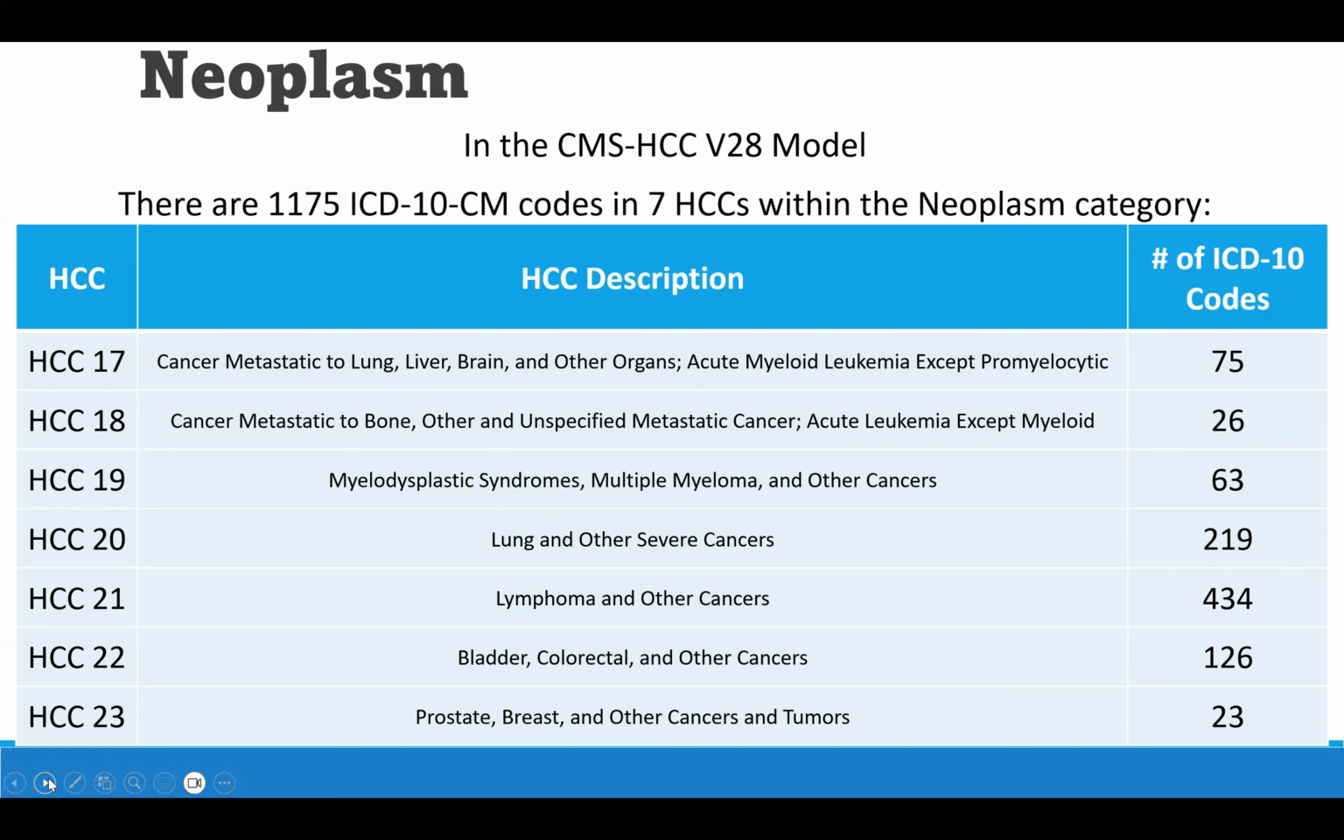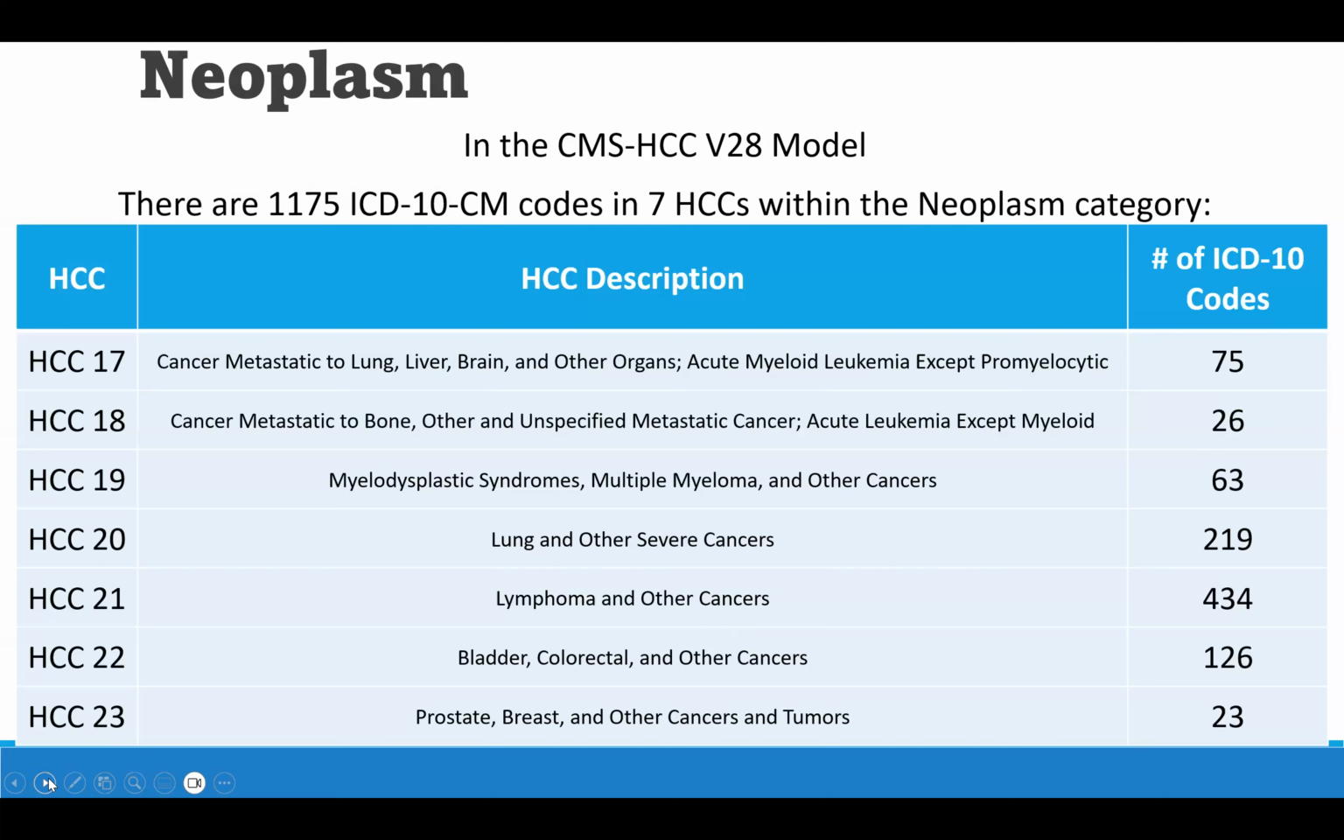So HCC 17, and you'll see that the titles of the HCCs in this case have changed, which is not, across the board, always the case. There's a couple hierarchies where the titles stayed the same, but certainly the HCC numbers changed, and new codes were introduced, other codes were deleted, et cetera.